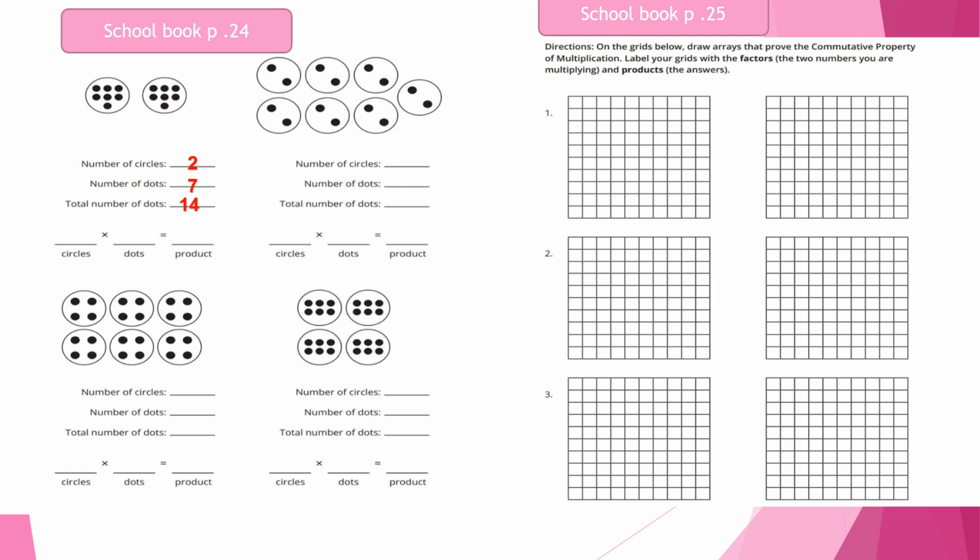The next example, we have here how many circles? 7. How many dots inside each circle? 2. So the total will be 14 because 7 times 2 equals 14. Is this the commutative property or not? Yes, it's the commutative property. And you can complete the next by yourself.